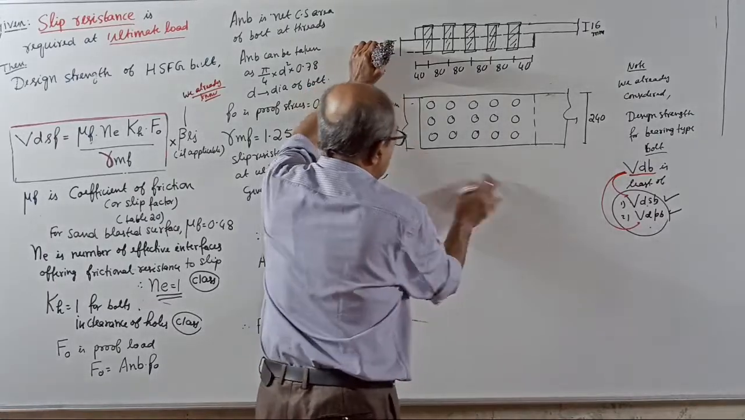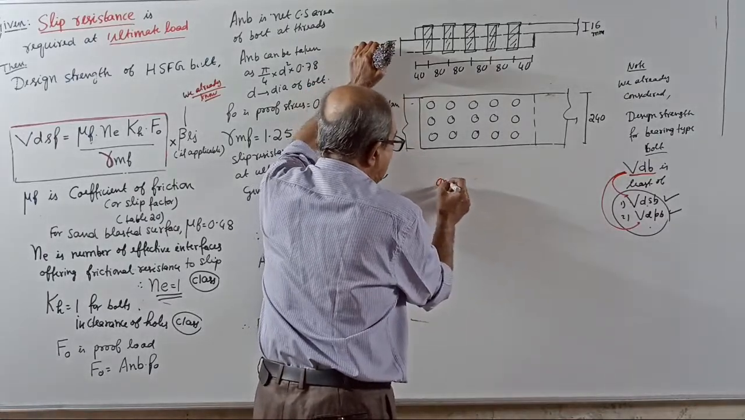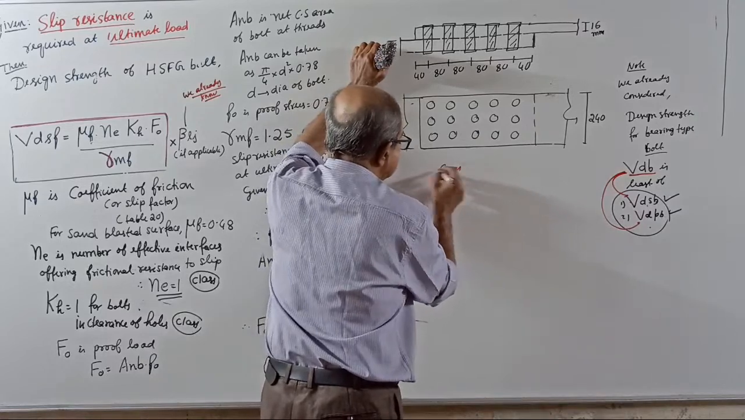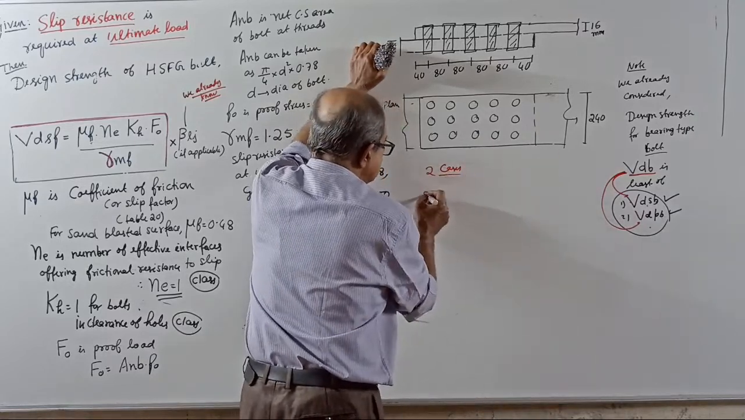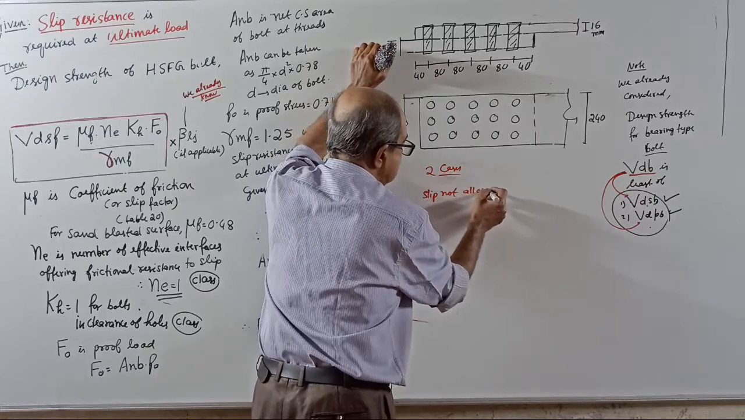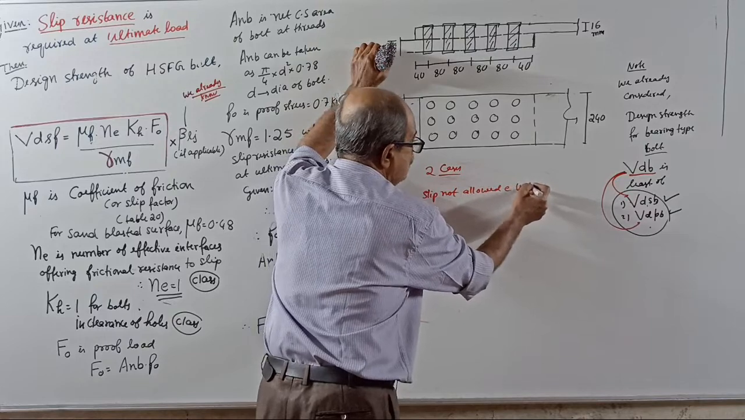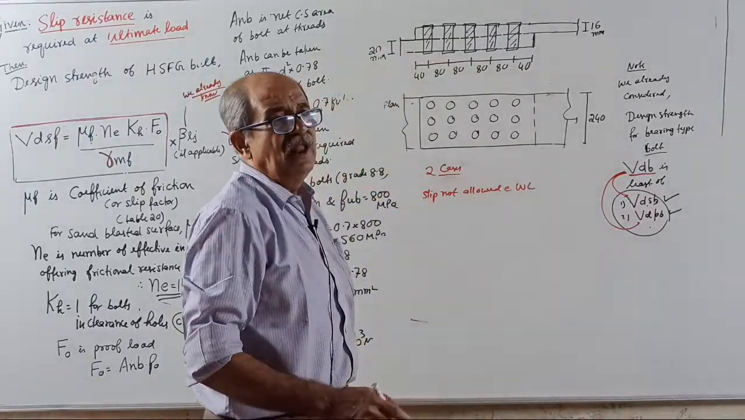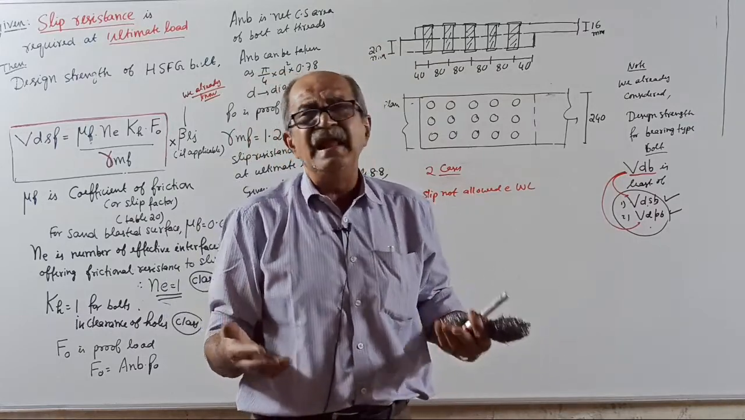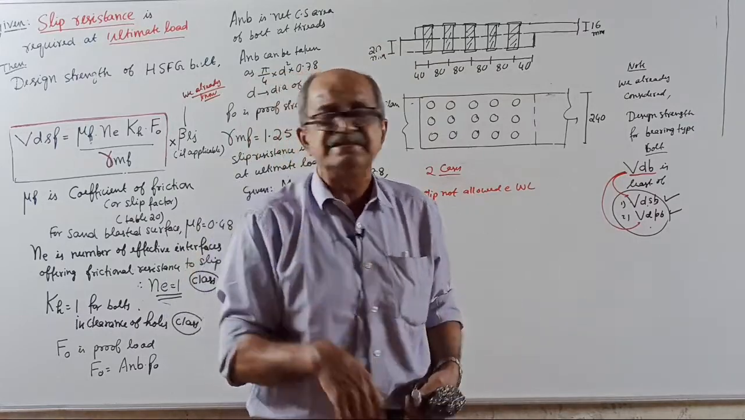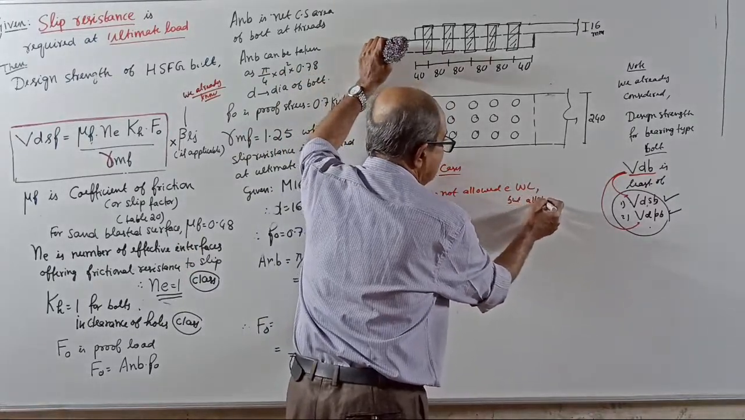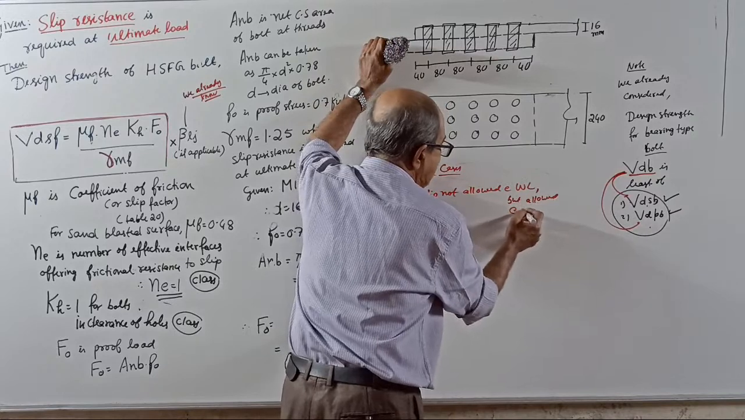See, I do one thing now. One of the cases, I want to put number 1. Two cases. One of them is slip not allowed at working load. If slip is allowed at working load, then the bolt is useless. Working load not allowed, but allowed at ultimate load.